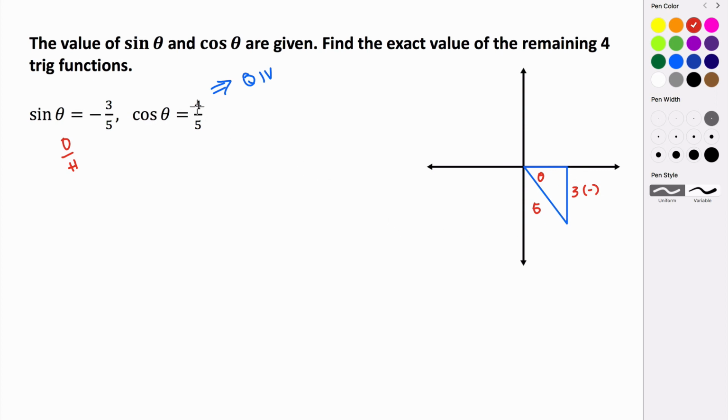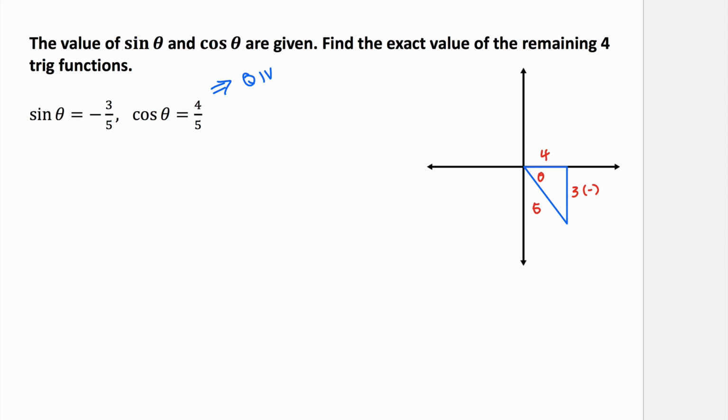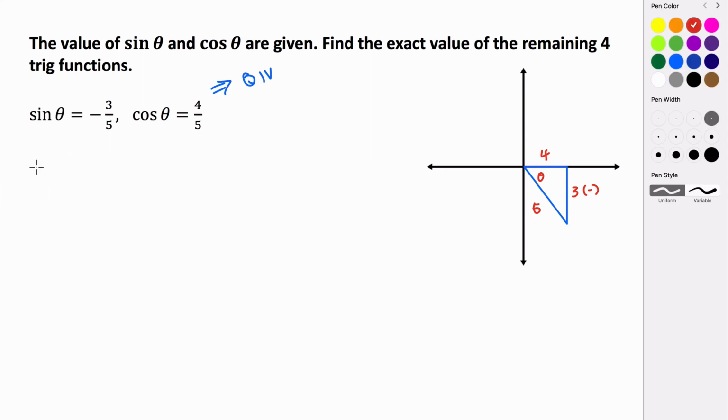And then the cosine is the adjacent side over the hypotenuse. Again, the hypotenuse is 5, and the adjacent side is 4. So let's find the remaining trig functions. We need to find the tangent of theta, the secant of theta, the cosecant of theta, and the cotangent of theta. The tangent of theta is just the opposite divided by the adjacent, so it's 3/4, but it's going to be negative because this 3 is in the negative direction. Also, we know that tangent is negative in the fourth quadrant.